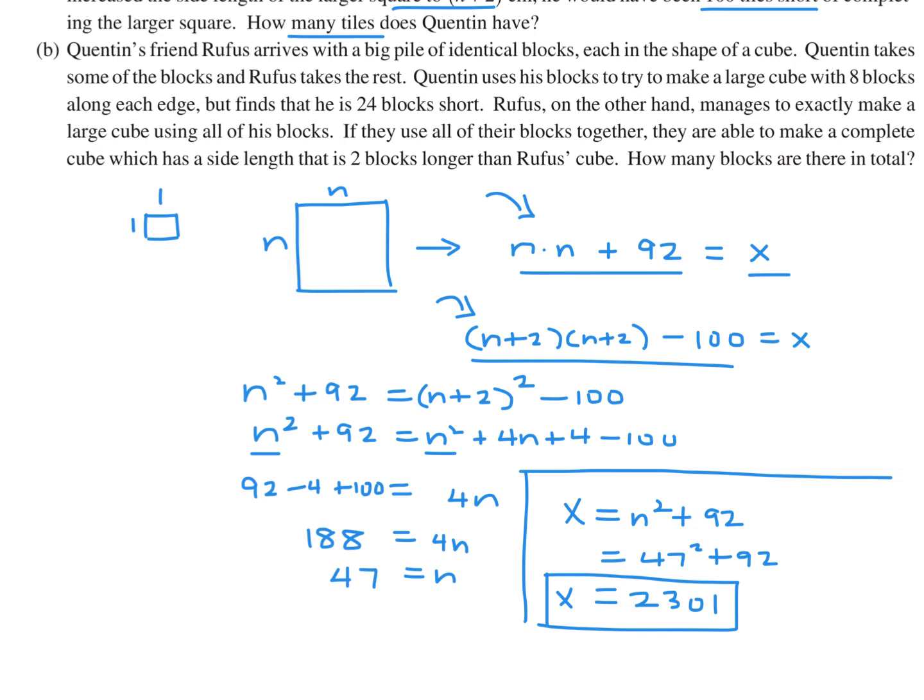Okay, so this question is a little bit different. This is a cube this time. It's not a flat square. So we're going to give it a side length. They don't give it a side length in this question. And the total number of such cubes I'll call x. So Quentin and Rufus, right? Those are the two. So we'll say that Quentin gets n, and then Rufus would get the other, so x minus n. And in this question, we're trying to find x. How many cubes are there?